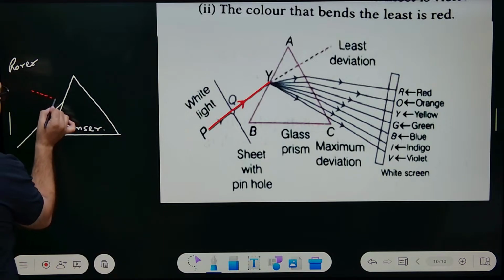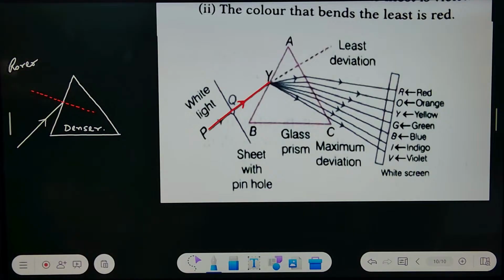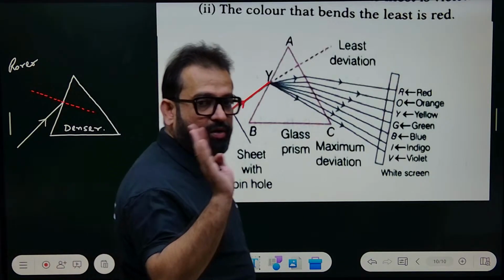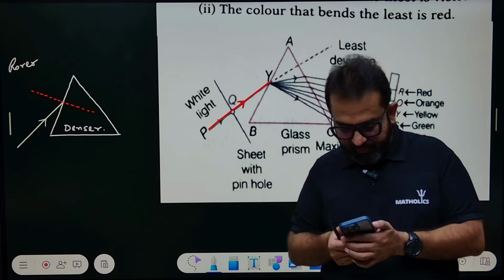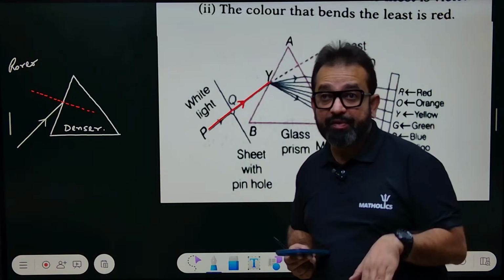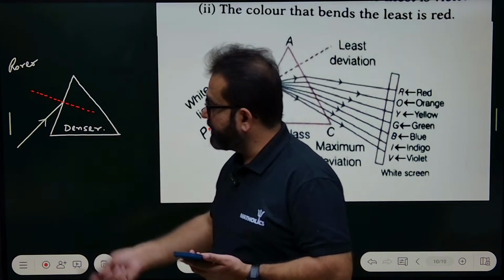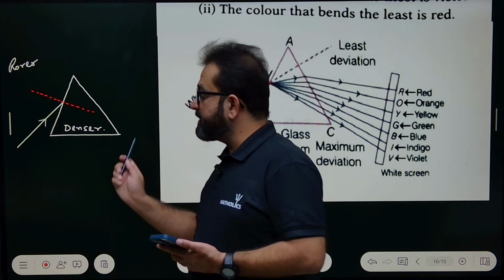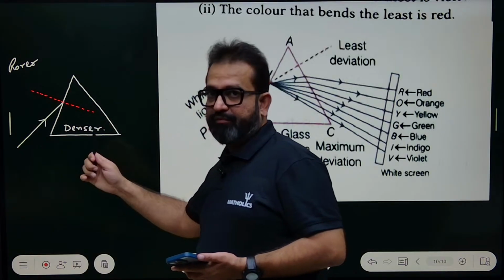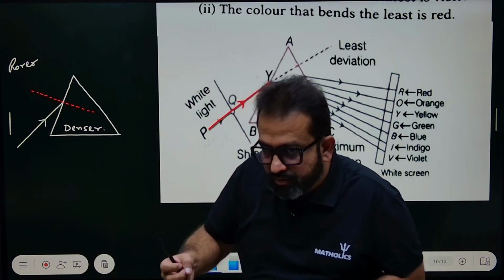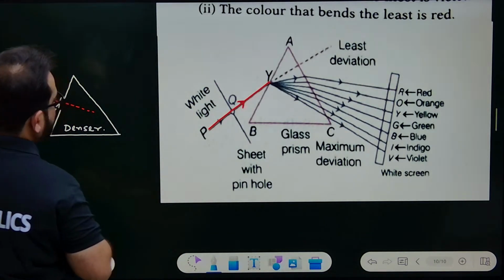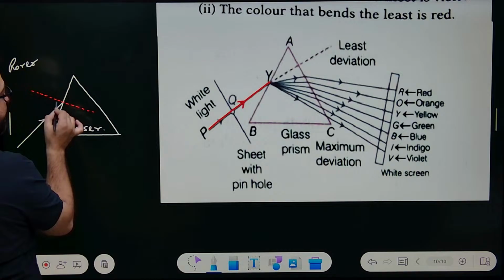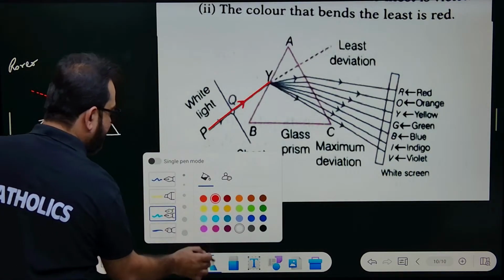So this is the normal. Will the light bend away from the normal or towards the normal? Anyone in the comments? If a ray of light enters from rarer to denser, obviously its speed will be lowered, so it will bend towards the normal. It will bend like this. The final bending will be like this.